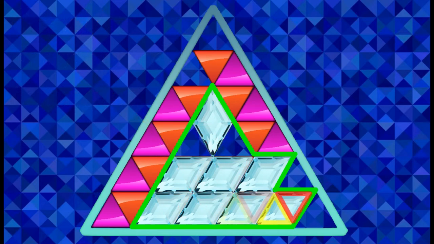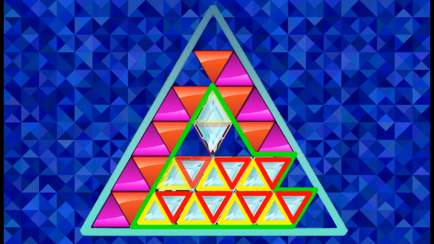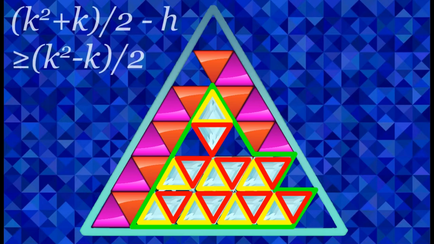On the other hand, each diamond covers one upward and one downward unit triangle. Hence, we have the following inequality, which implies that H is smaller or equal to K, as needed.